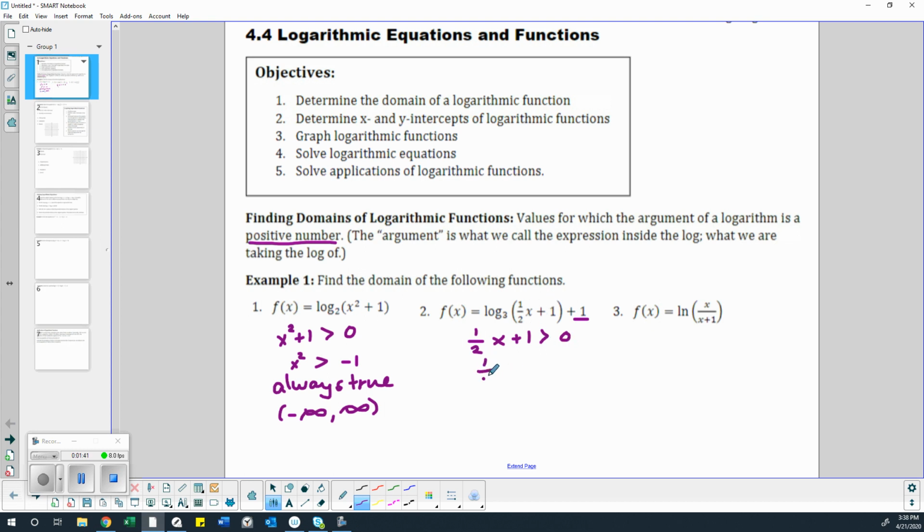So we have 1 half x is greater than negative 1. Solving it, we get x is greater than negative 2. All I did was multiply both sides by 2 to get rid of the 1 half. So negative 1 times 2 is a negative 2. This is the way we can actually write our domain. That is in what we call set notation. If we'd rather, we can write it in interval notation, which would look like this. A parenthesis meaning it's not included, a negative 2, and then an infinity meaning it goes forever after that.